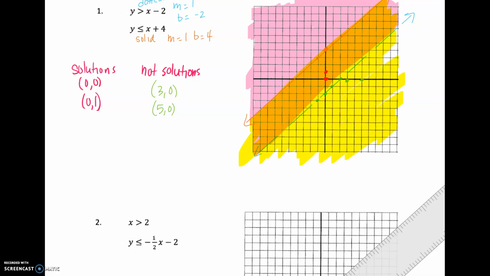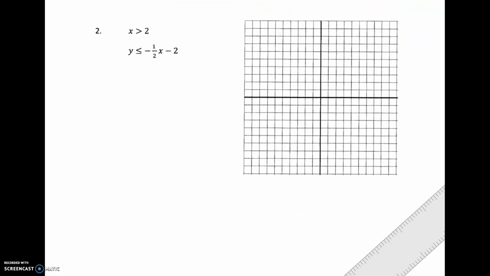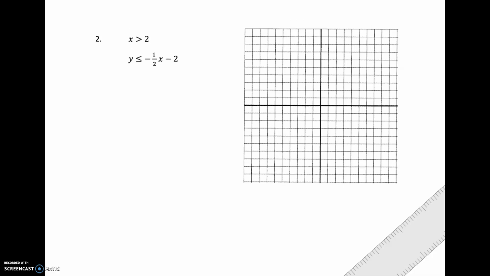Okay, hopefully that's starting to make sense, but we're going to keep going. Let's do some more. X is greater than 2, and y is less than or equal to negative 1/2 x minus 2. So x is greater than 2, and y is less than or equal to negative 1/2 x minus 2.